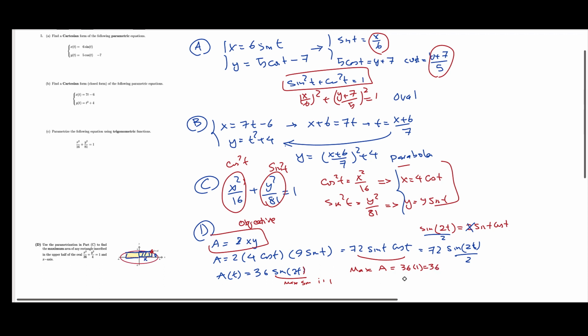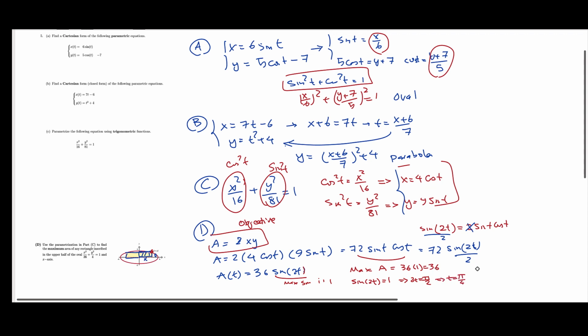Now, what value makes sine of 2t equal to 1? And think about angles less than pi half. That gives you 2t equal to pi half, t less than pi half, and that is t equal to pi fourth.